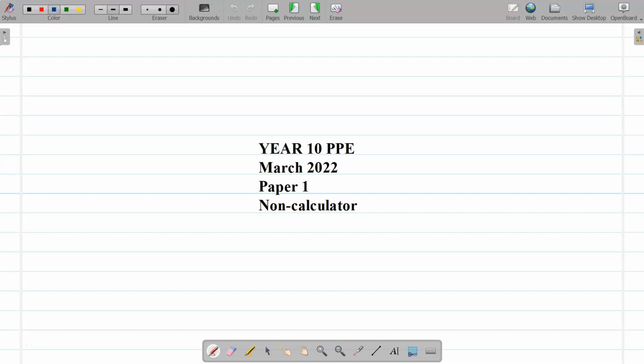Y10 PPE March 2022. This is paper 1, the non-calculator paper.